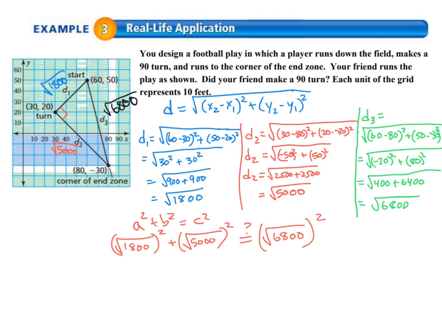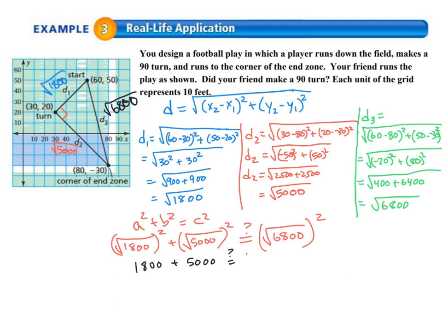squared? And I'm hoping that you're starting to see how helpful it is that everything is still in radical form and I didn't try and make anything into decimals. Think about it for a minute. Squaring a number and taking its square root are inverse operations. So simply to square these, it becomes 1,800 plus 5,000.